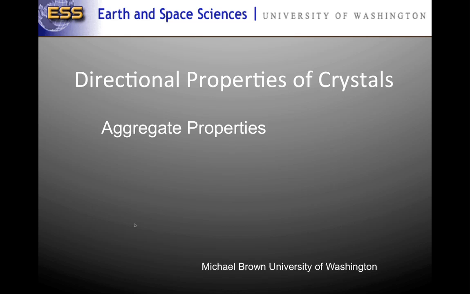This is the seventh and last video on directional properties of crystals. In this video, I'll discuss aggregate properties, in particular aggregate elastic properties, and I'll use the feldspars, the plagioclase feldspars, as my example. So, aggregate properties. How do you determine the elastic properties of a rock containing anisotropic crystals?